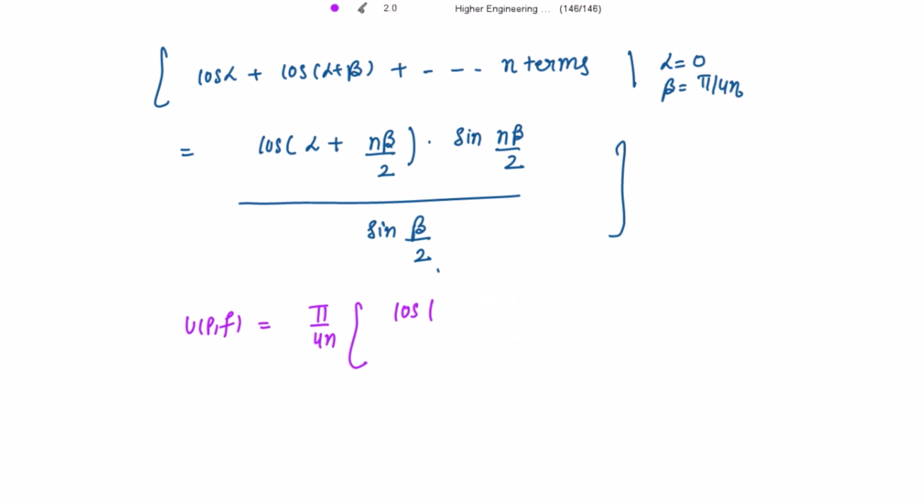And also plus 0, so this is pi divided by 8, into sine of n beta by 2, where beta is pi divided by 4n and also 2 over there. So multiplying this 2, we get 8n. So here also n cancelled out and we get sine of pi by 8. And in the denominator, sine of beta by 2, that is sine of pi divided by 8n. So this is the upper Riemann sum for this.